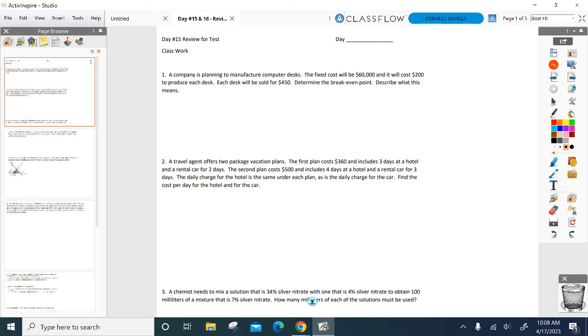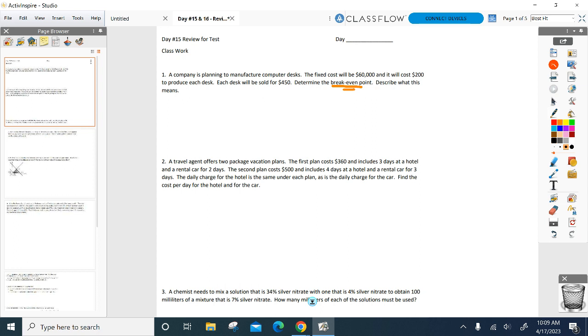All right. Number one, let's do the odds here today, evens tomorrow. Number one is a break-even problem. You will see one of those on your test Wednesday. Break even. How many desks do I need to sell to break even? It is only one equation, one variable when you do the break-even problem. Remember, one equation, one variable.